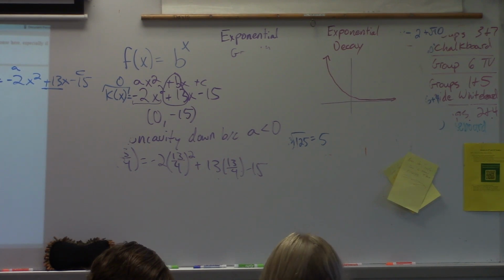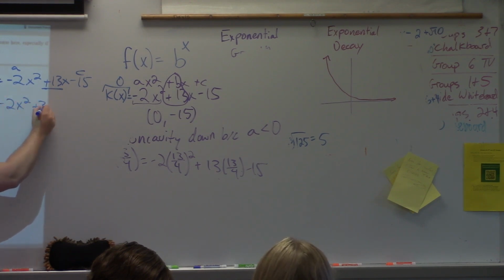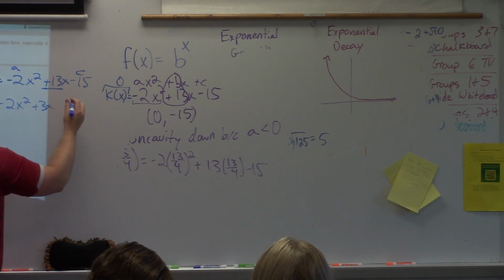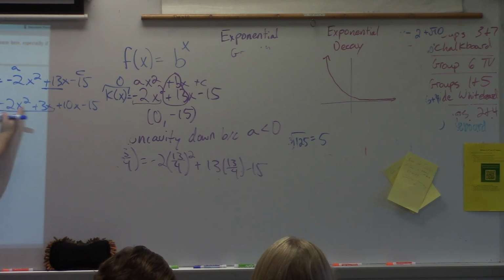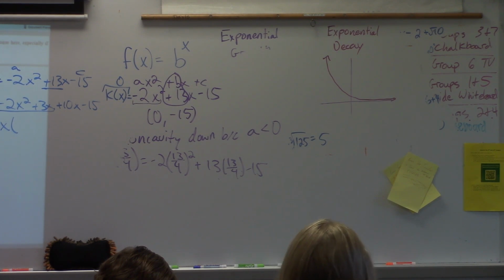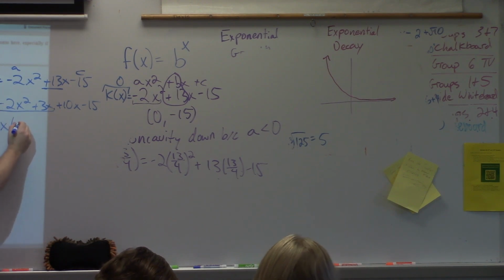So 0 equals, and remember, I'm just going to split that up so that I have a total of 4 terms. Negative 2x squared plus 3x plus 10x minus 15. What do these first two have in common? Now I've got a 2 and a 3, that's nothing in common. I've got 2 x's though. So I'm going to factor out an x and be left with? Don't forget your negative. So negative 2x.